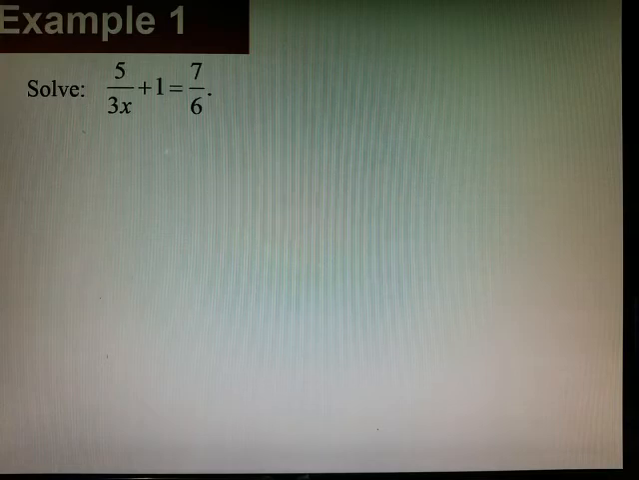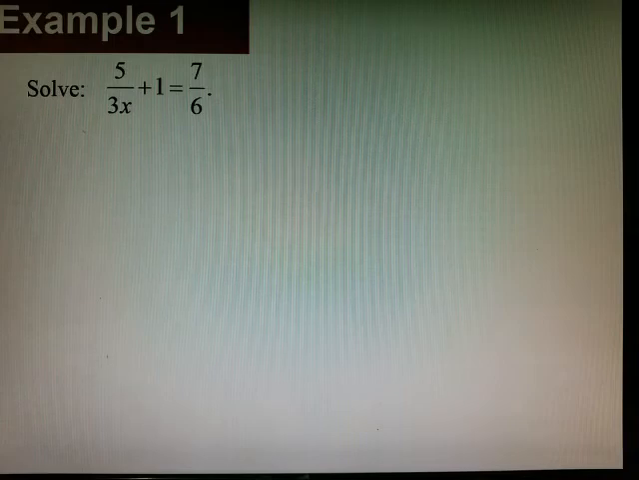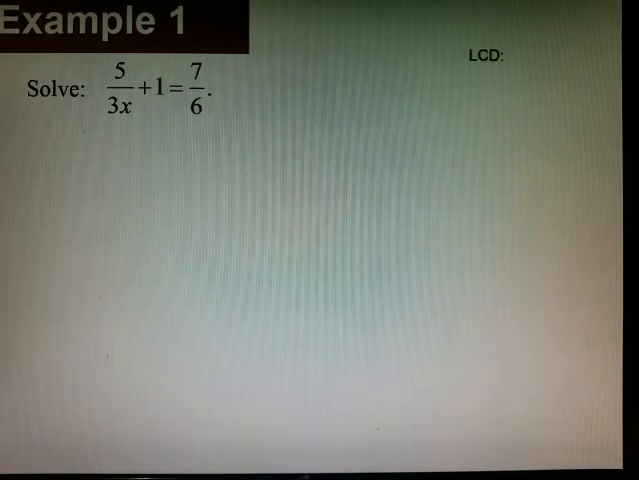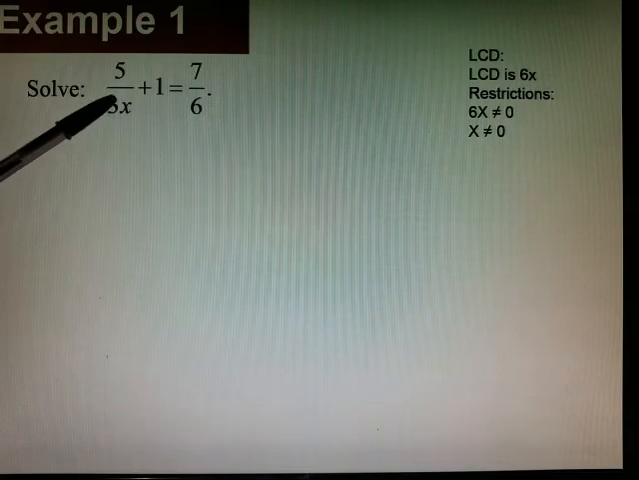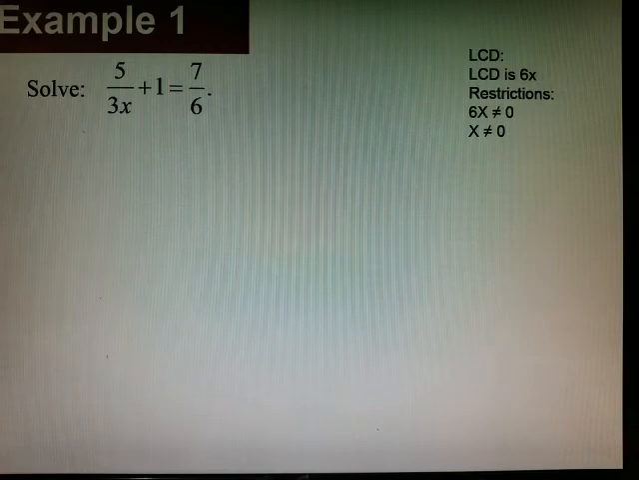So this first rational equation, I have 5 over 3x plus 1 equals 7/6. The first thing you're going to want to look at on all of these is what is your least common denominator. See, this least common denominator would be 6x. So if my least common denominator is 6x, I now know also that x can never ever equal 0 for this problem. Because if x equals 0, that would give me a 0 on this denominator, which would be an undefined number. So please remember that you can never in your life divide by 0, so therefore always look for those restrictions. Because if I get x equals 0 as an answer, I must throw that answer out.